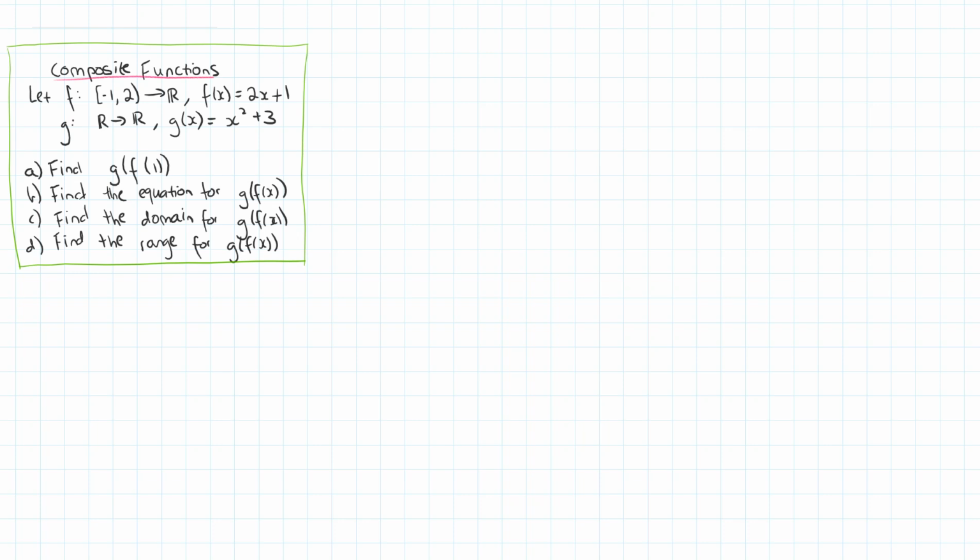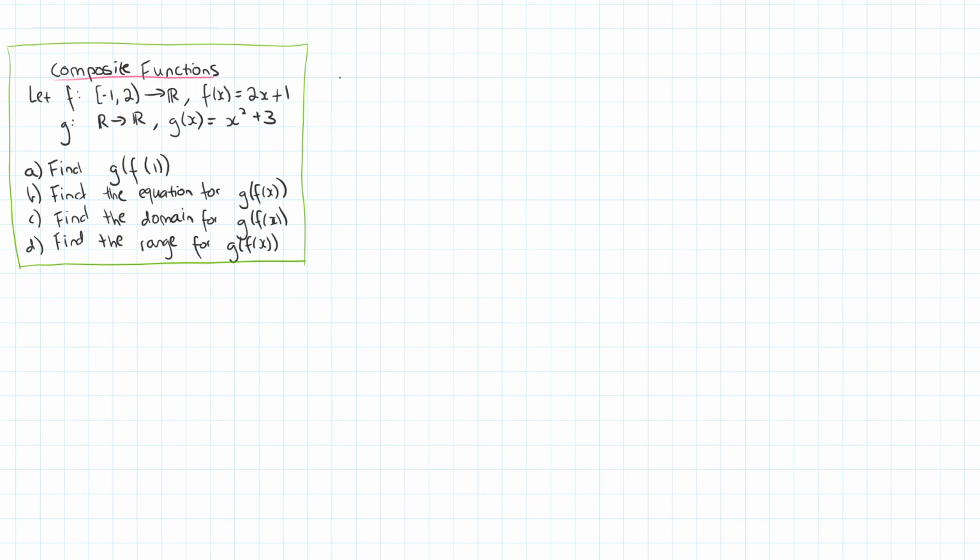Let's look at composite functions. We have two functions here: f, which is a straight line, 2x plus 1, and g, which is a quadratic, x squared plus 3. Now the thing to take note of here is that f has a restricted domain between -1 and 2, and g doesn't have any restrictions on the domain. So we're asked to find g of f of 1, an equation for g of f of x, and the domain and range for g of f of x.